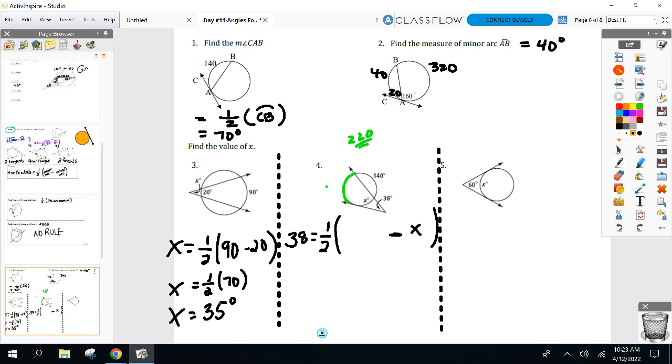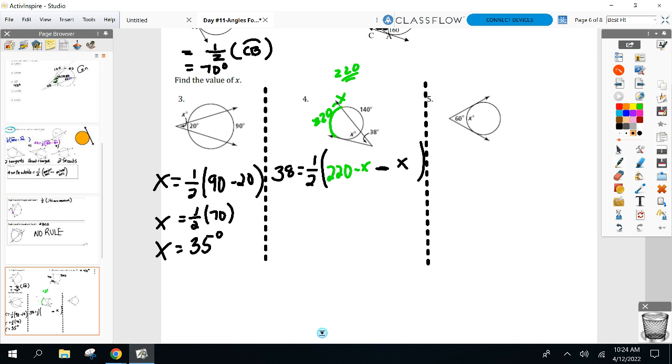220 minus x. 220 minus whatever that arc is, x. There you go. Good, Luke. So 220 minus x. We okay there? That was a tough one. Yeah, above average. Darn right it was.